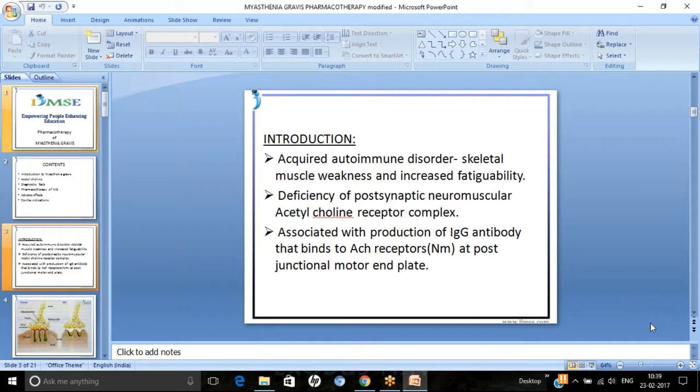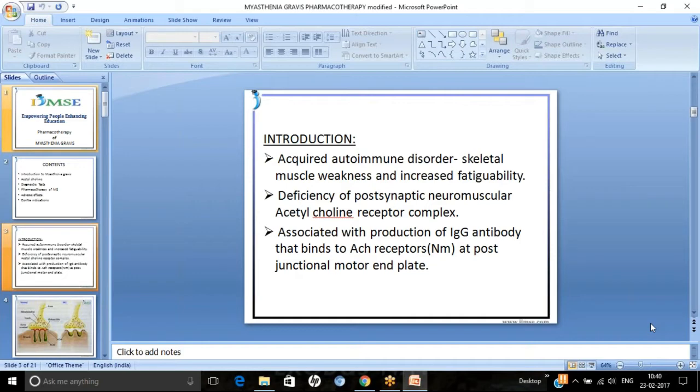All right. Now let us see what it is. Introduction. Myasthenia Gravis is an acquired autoimmune disorder which has skeletal muscle weakness and increased fatigability. I hope you all know what an autoimmune disorder is. Autoimmune disorder means our very immune system attacks the host, or the body. It is due to the deficiency of the synaptic neuromuscular acetylcholine receptor complex.